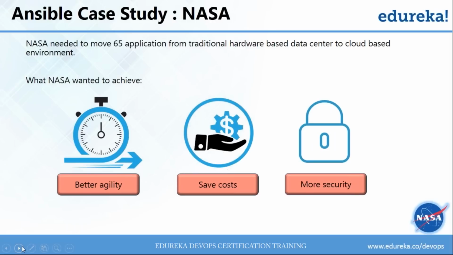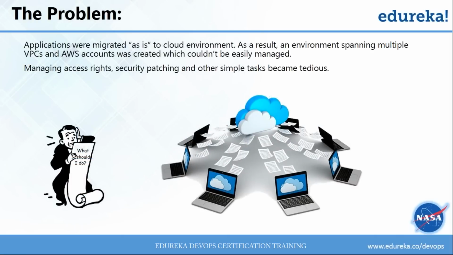Now let us take a look at what was the problem. For this migration of all the data into a cloud environment, they contacted a company called InfoZen. Now InfoZen is a cloud broker and integrator who implements solutions to meet needs with security. So InfoZen was responsible for making this transition. And NASA wanted to make this transition in a very short span of time.